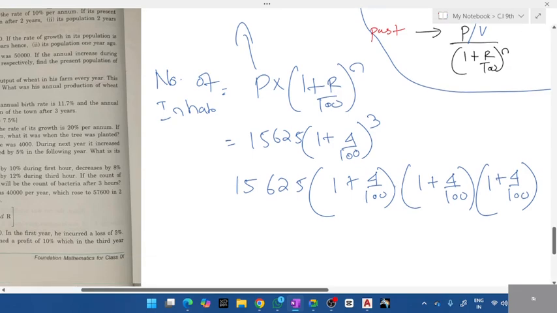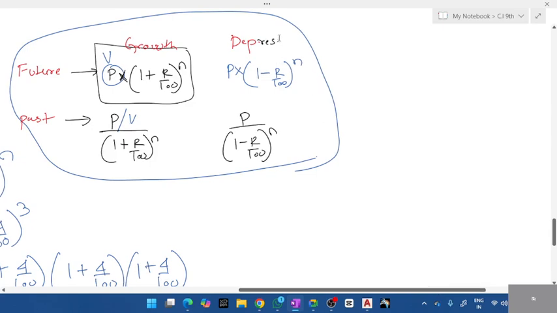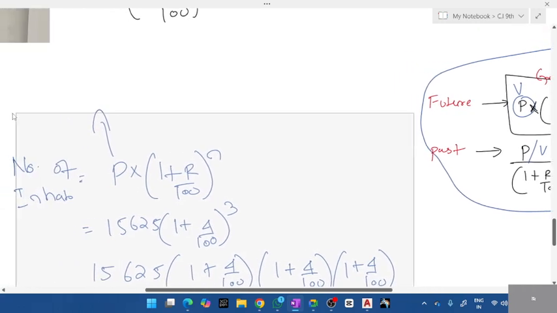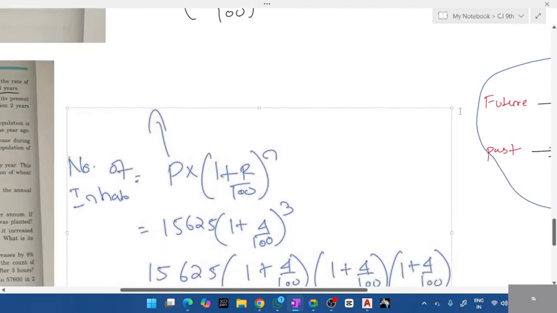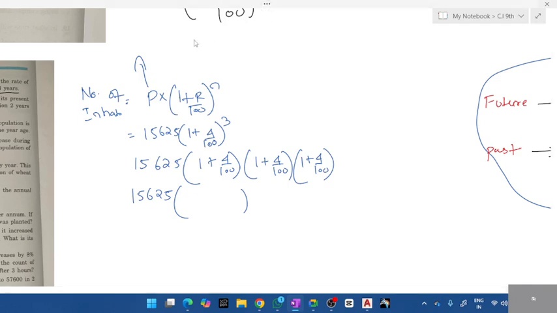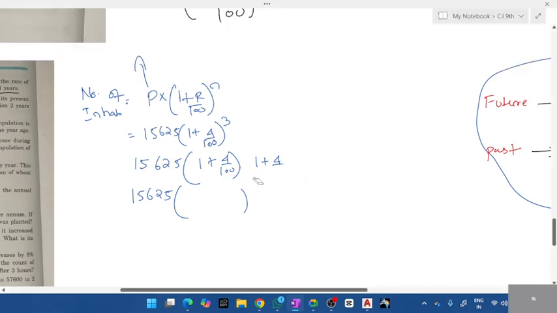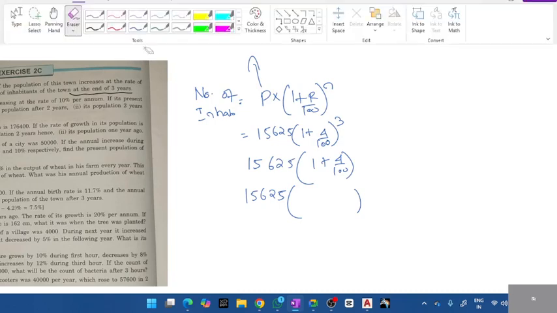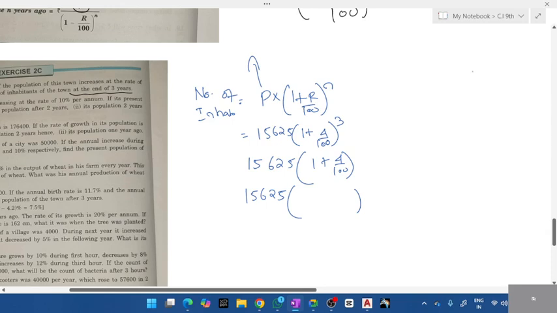So instead of writing so many times, just write once. 15,625. Take LCM for this. All of you will take LCM. One minute. See, don't get confused, students. Year by year, all that doesn't matter. Just look at growth, future, write the formula, substitute, you'll get the answer. Otherwise, you'll get confused with compound interest and all these chapters.